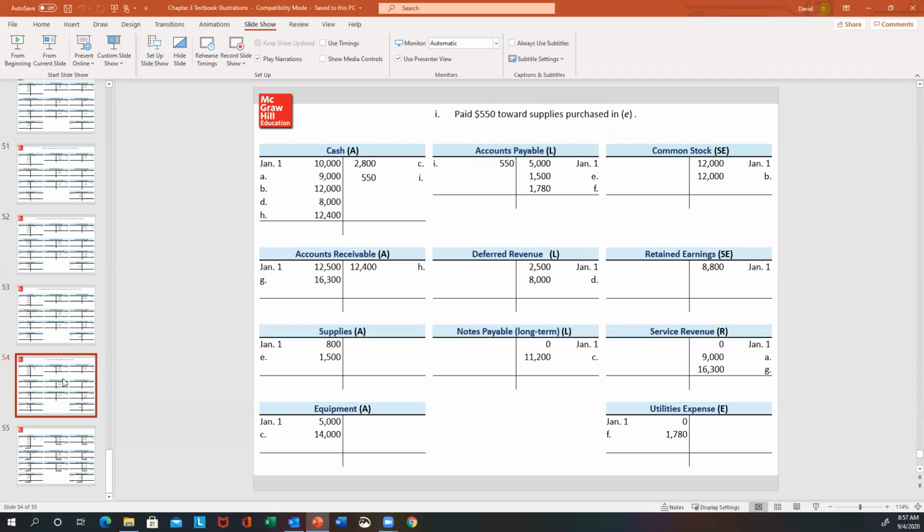All right, I think there's like one more. Paid the supplies, says paid $550 towards supplies purchased in line E. So that's just like the other one. So notice we've got the cash coming out of there, our credit cash, and then we're debiting accounts payable.